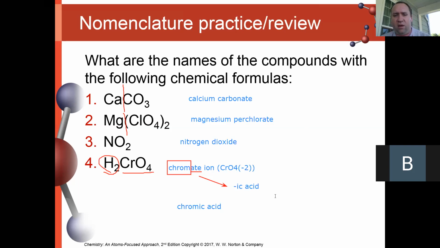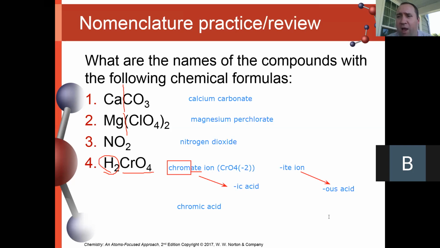If the ending were ITE ion, then the only change would be that instead of ic acid, we would change the ending to OUS acid. So if I had the chromite ion, it would become chromous acid. If I had the nitrite ion, it would become nitrous acid, as opposed to nitric acid. And so that's really all that there is to acid nomenclature.